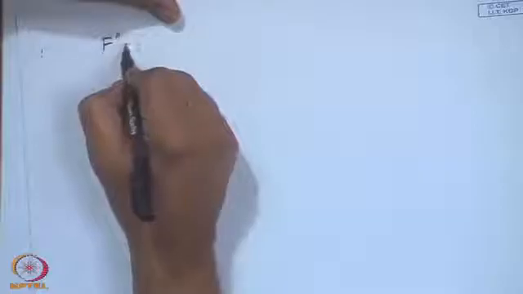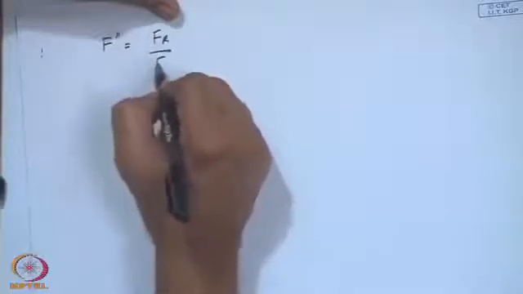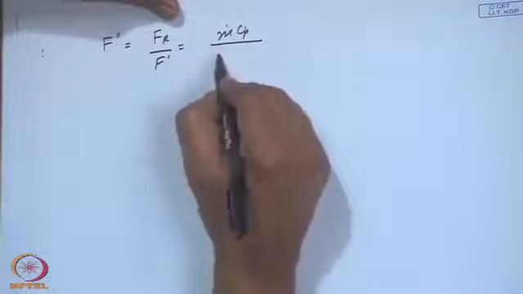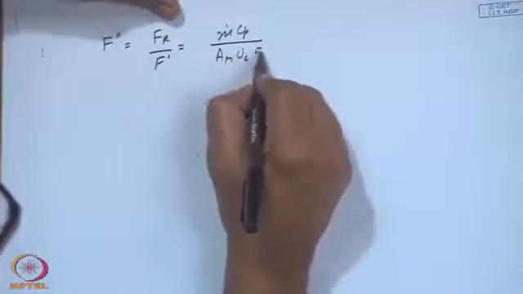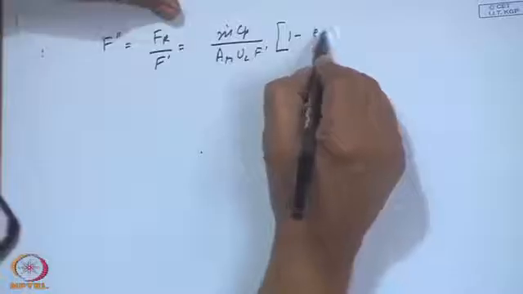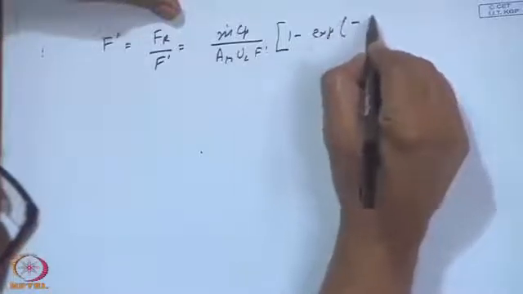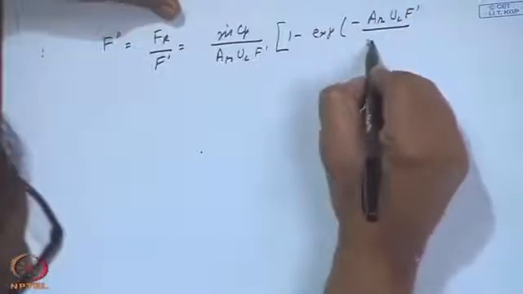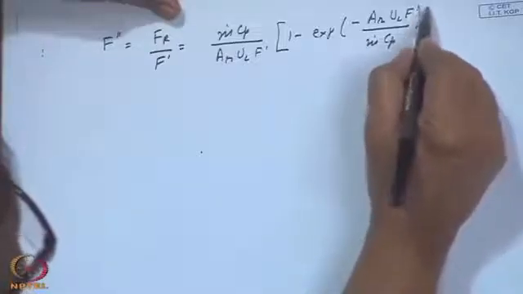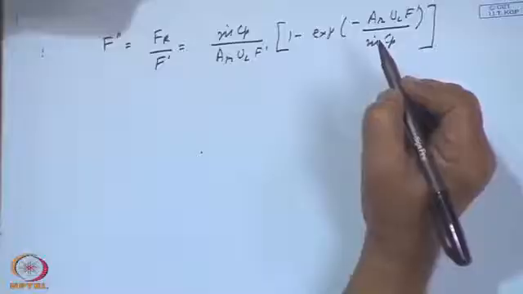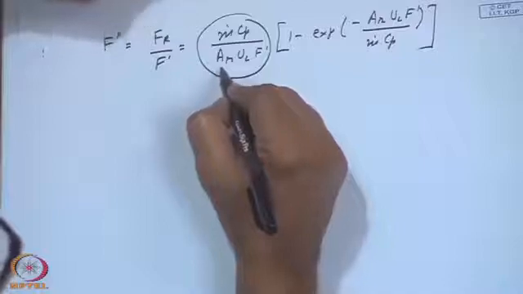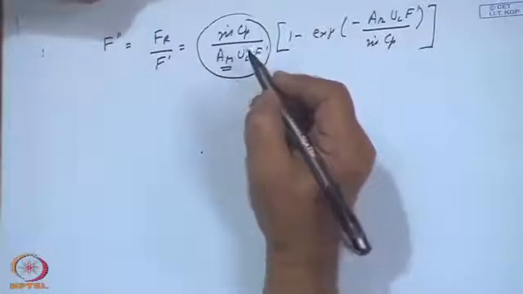So, now you have the conventional flow factor defined as FR upon F dashed, which is nothing but m dot Cp upon AR UL F dashed times 1 minus exponential of minus AR UL F dashed over m dot Cp. So, the flow factor is again in terms of the non-dimensional flow rate, which is expressed in terms of AR in the case of a concentrating collector.